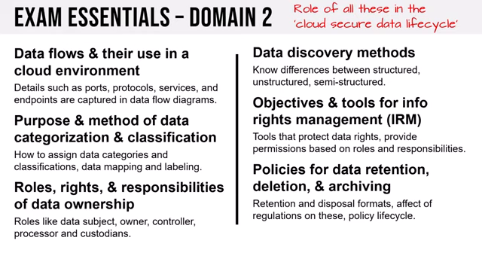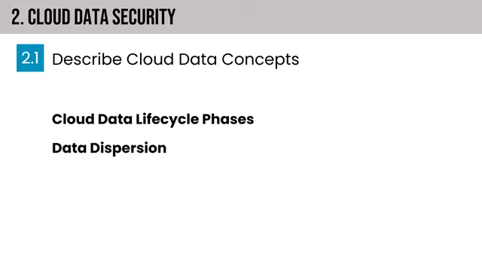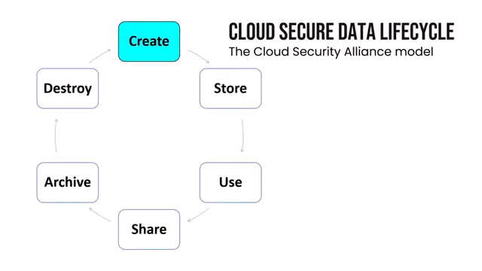So retention and disposal formats, which we touched on in Domain 1, and how these affect regulations and our policy lifecycle. So in Section 2.1, which is described cloud data concepts, we'll get right to it, starting with a look at the cloud data lifecycle phases, where we need to apply these technologies to our data throughout its lifecycle. We'll touch on data dispersion as well as data flows, and we'll have a look at the data flow diagram I mentioned a moment ago. Now, the Cloud Secure Data Lifecycle, this is the model put forward by the Cloud Security Alliance, and it starts in the create phase.